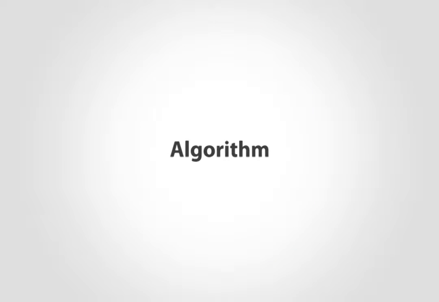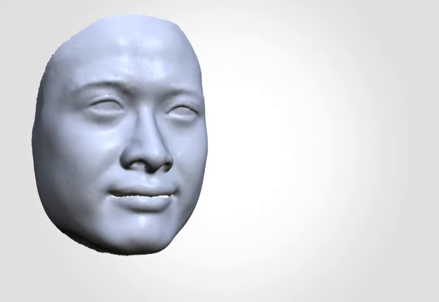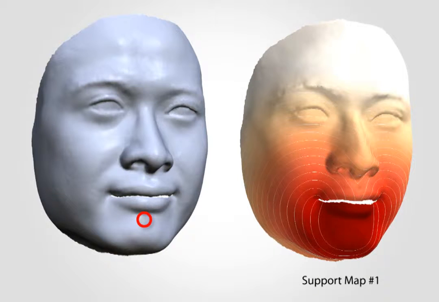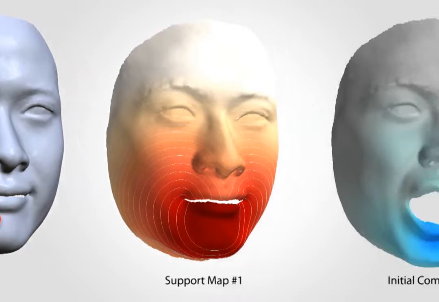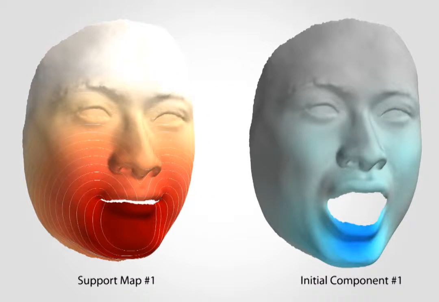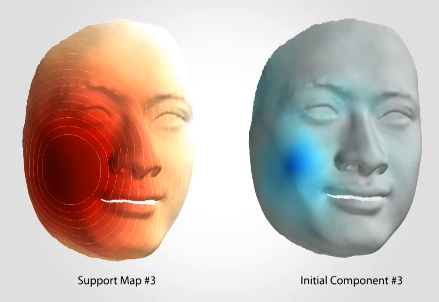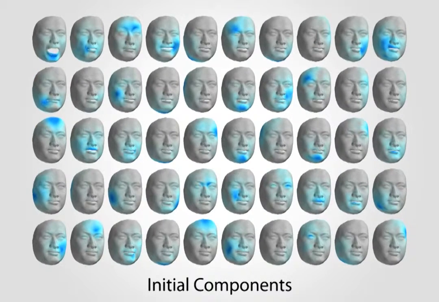Our algorithm is initialized by a quick and greedy procedure. We pick the vertex showing highest residual. A support region is built around this vertex based on geodesic distances. We find the deformation component corresponding to this region. This procedure gives us an initial set of spatially localized components. These components are not optimal.